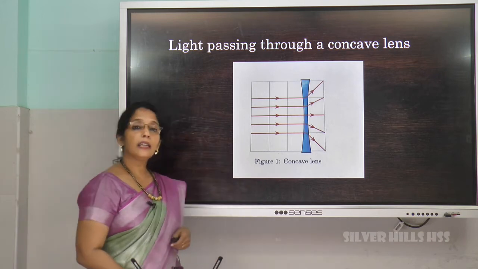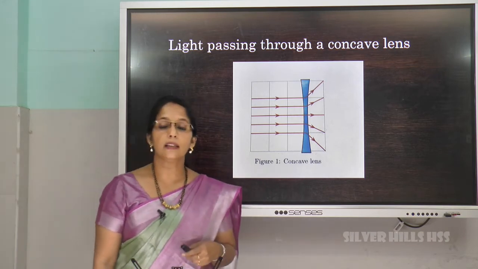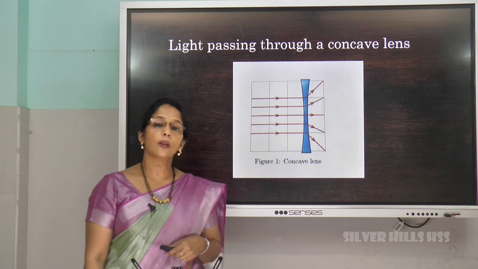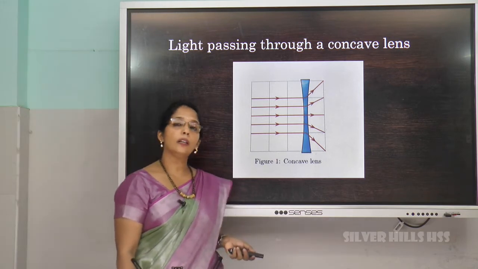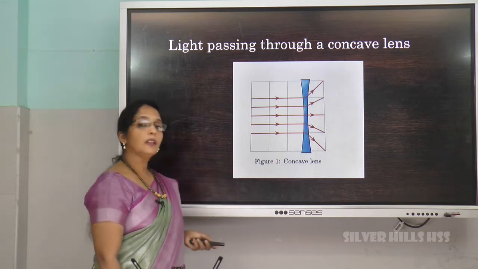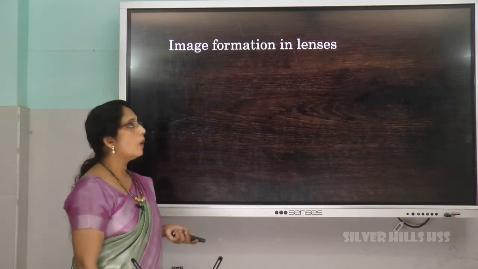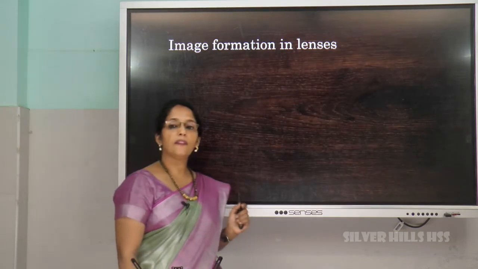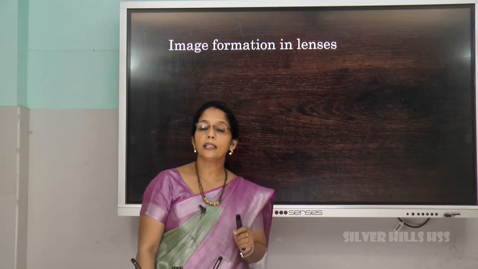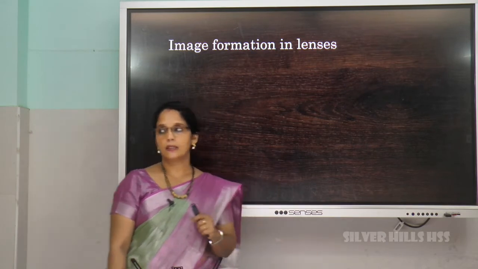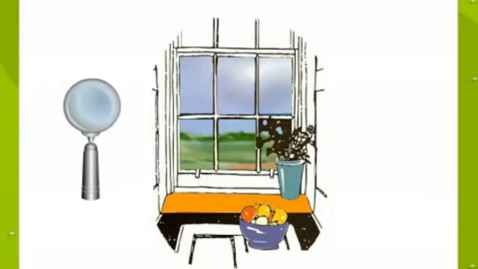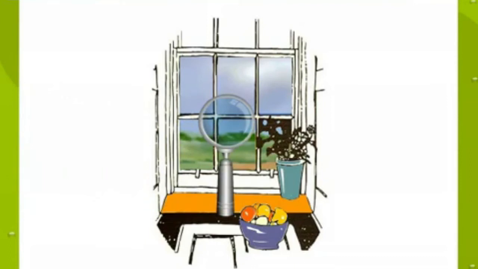Now we can see the image formation in these lenses. Which lens will form an image on the screen, and what type of image is formed on the screen? With the help of a video, we can see the image formation in lenses. Hold a lens near a window directed to a bright scene outside.